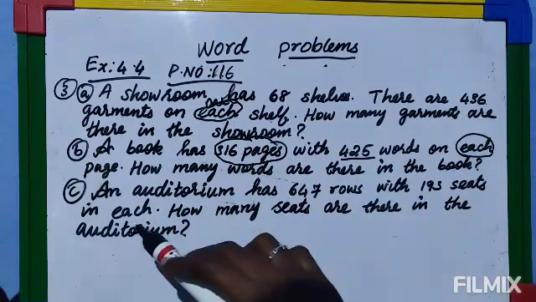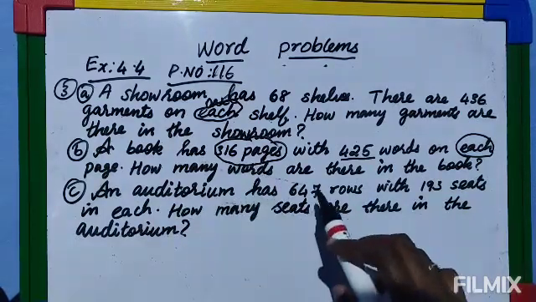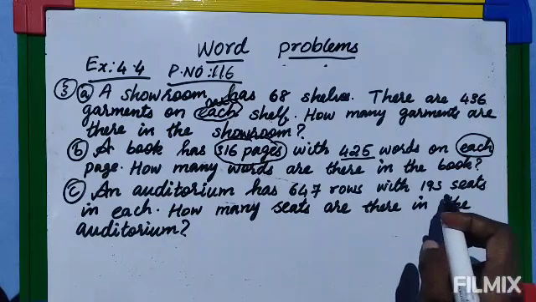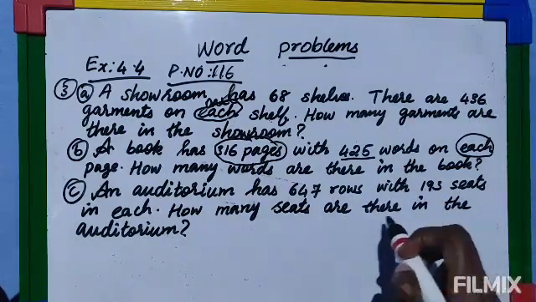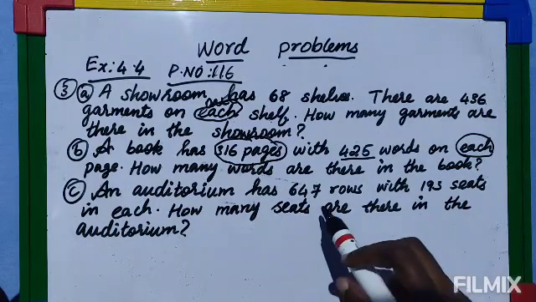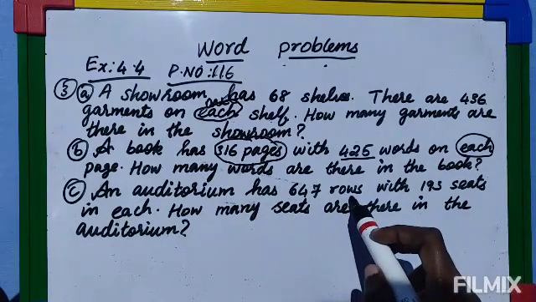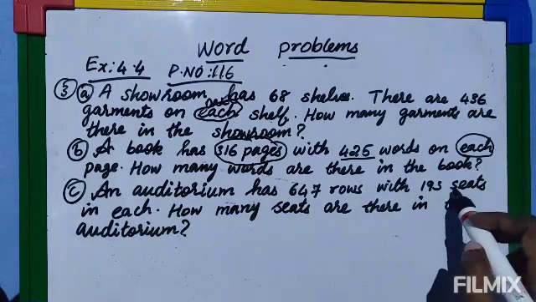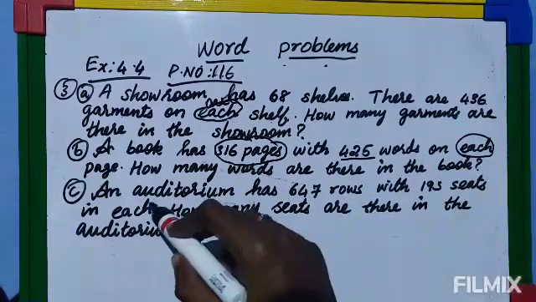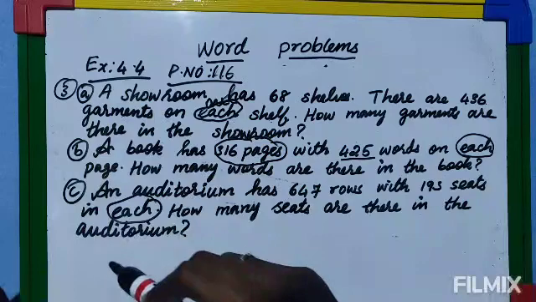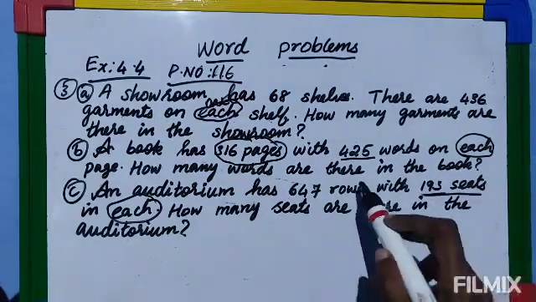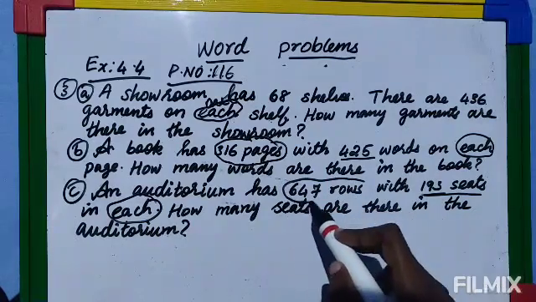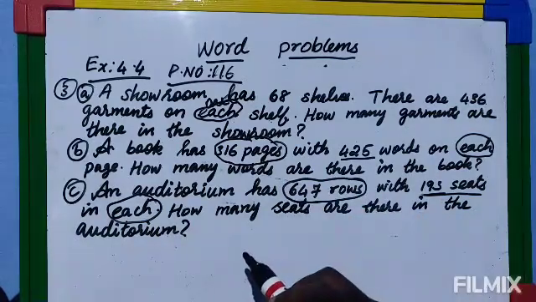Now the third one, C1: an auditorium has 647 rows with 193 seats in each. How many seats are there in the auditorium? So 647 rows are there and 193 seats in each row. So each row means one row. In one row 193 seats. So how many seats are there in 647 rows?